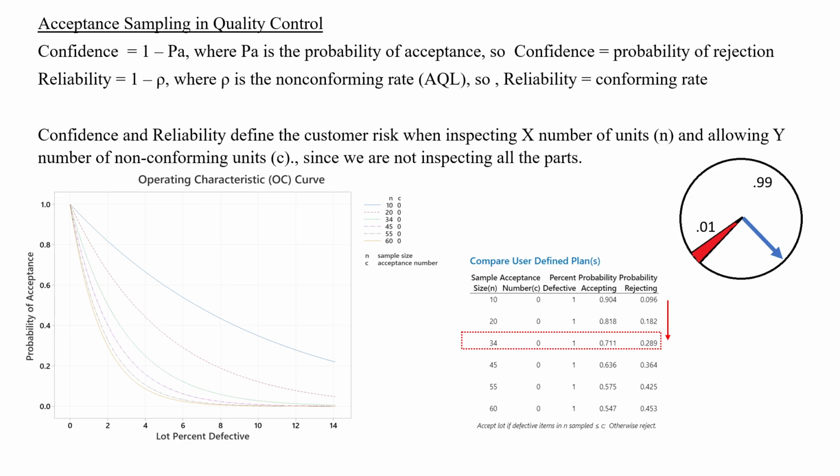Remember that confidence and reliability define the customer risk when inspecting X number of units and allowing Y number of non-conforming units. Basically, you are not inspecting 100%. You are now inspecting a fraction of the samples. And based off the probability function, you provide a confidence and reliability.